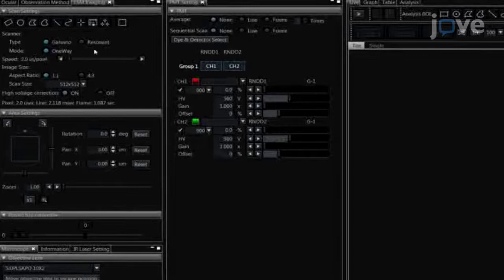Set the resonance scanner with a fixed scan area of 512 by 512 micrometers. Tune the excitation lasers to the 930 and 1100 nanometer excitation wavelengths for green and red fluorescent protein signals, respectively.